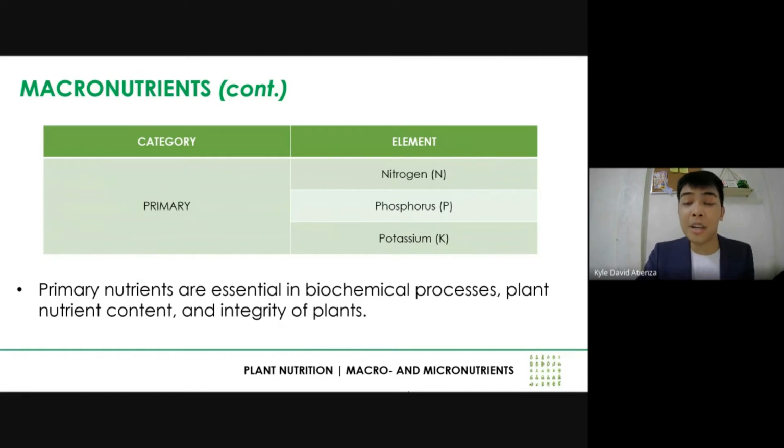These three primary macronutrients are not readily available in the soil. Hence, these nutrients are usually supplied by fertilizers. The primary macronutrients still need to undergo fixation in order for them to be readily available for the plant. Also, being the primary macronutrients, these essential nutrients are often required in higher concentration than those of the secondary nutrients. The deficiency of these nutrients can contribute to reduced plant growth, health, and yield.